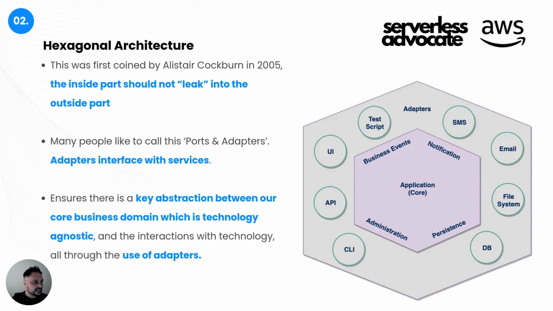So hexagonal architecture was first coined by Alistair Cockburn back in 2005. The main premise was that the inside part should not leak into the outside part, meaning the core business logic should not leak into the technology and frameworks. Although his original diagrams had 6 sides, which is where the name hexagonal architecture came from, you could actually have a UI and a database, which would obviously be one driving adapter and one driven adapter.